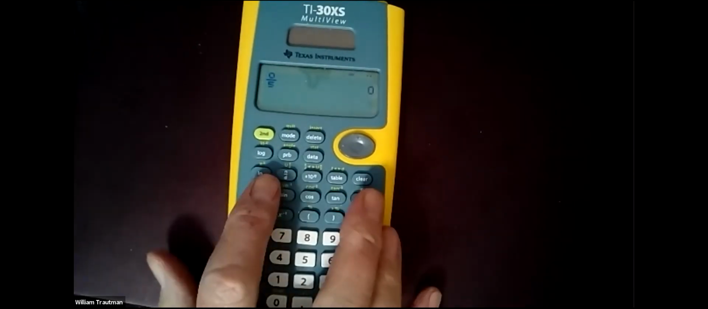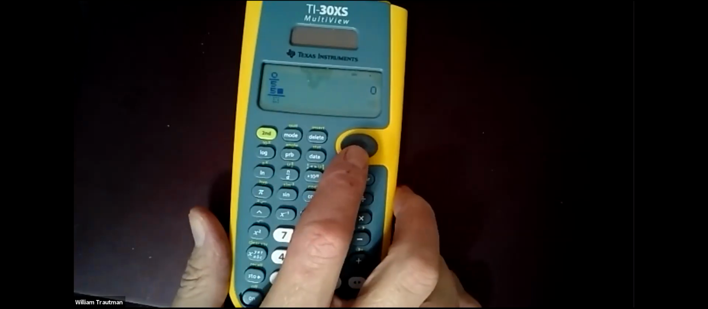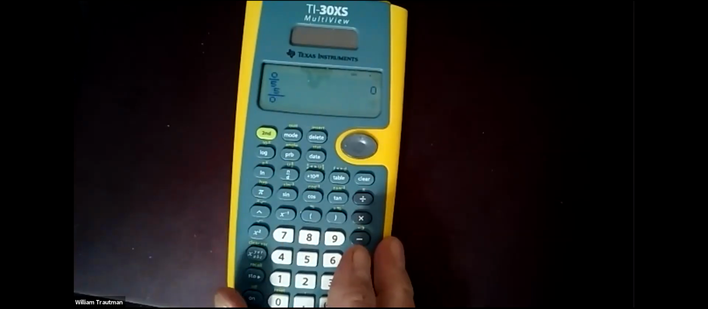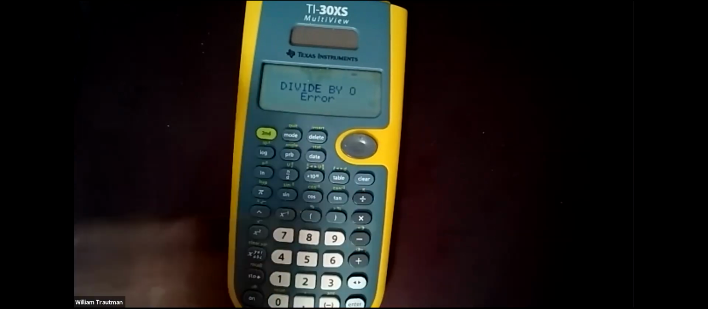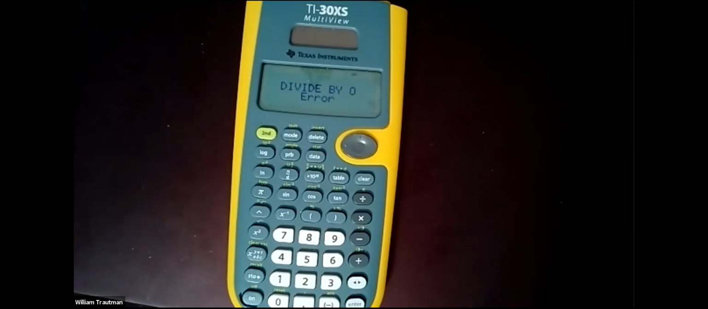Now, watch what happens if I put 5 divided by 0. My calculator says divide by 0 error. It's undefined. You cannot have a 0 in the bottom of a fraction. That's really the key to this whole section when we talk about domain.